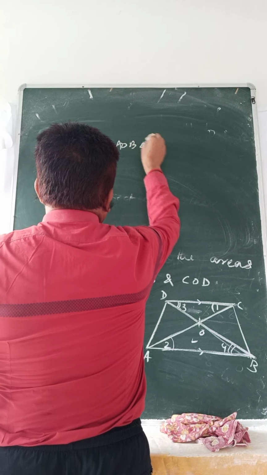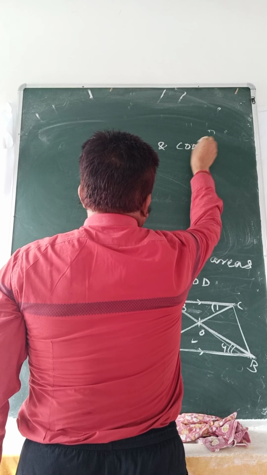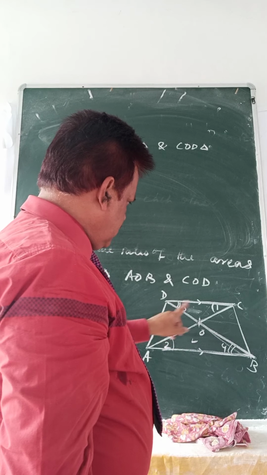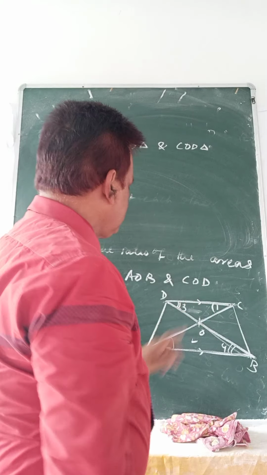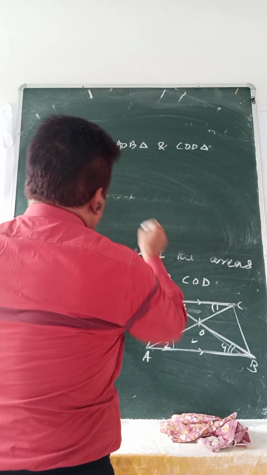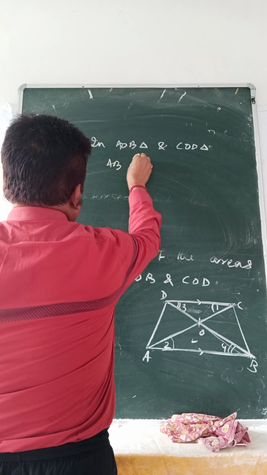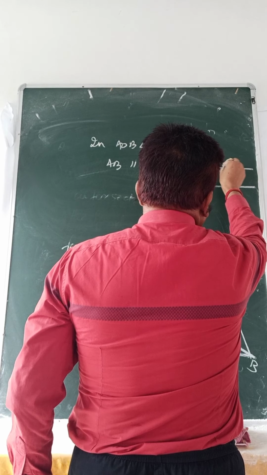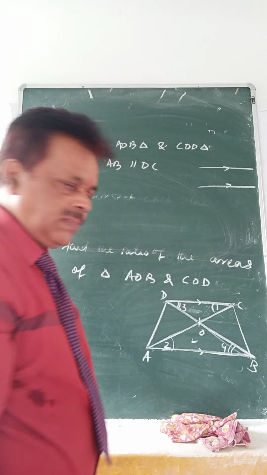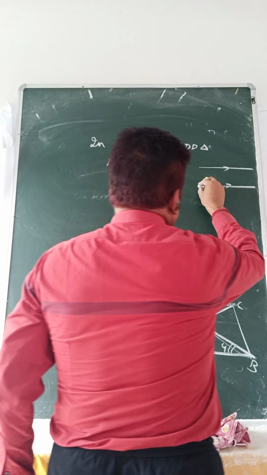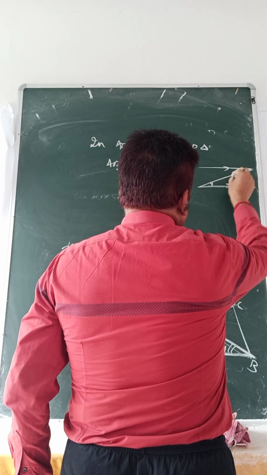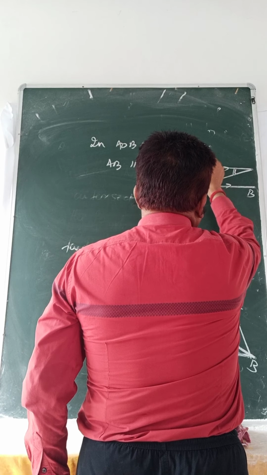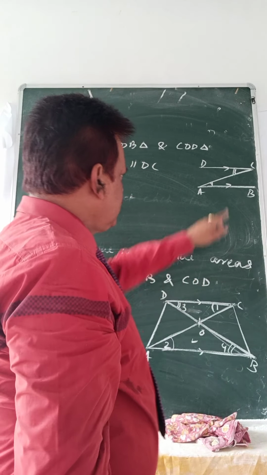In AOB triangle and COD triangle, AB is parallel to DC. Look here. When two lines are parallel, if you cut with an intersect, this angle and this angle will be equal. This is your AB, this is your CD. So these two angles are equal.